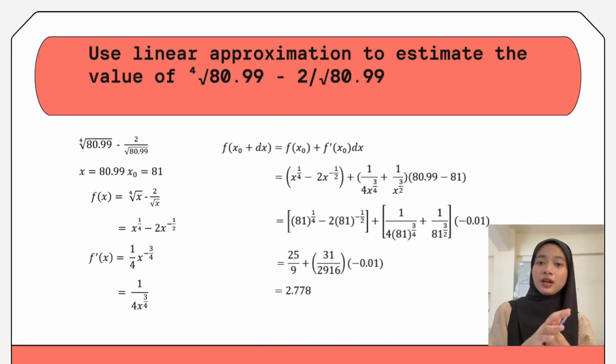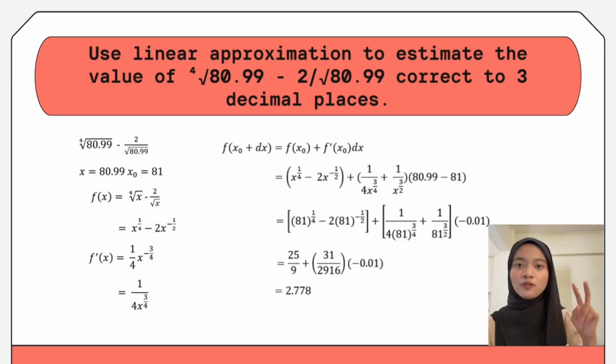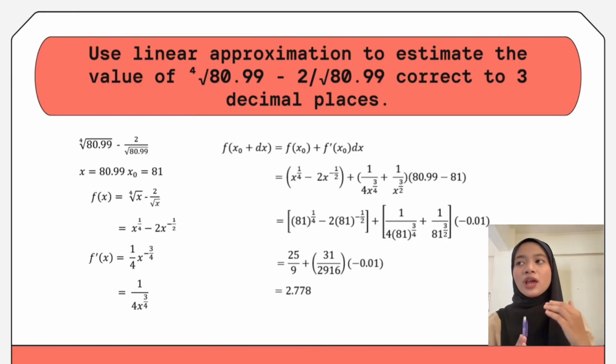Now, I want to tell you guys how to solve question 4 for assessment 2. So the question is, use linear approximation to estimate the value of 18.99 to the power of 1 over 4 minus 2 over 18.99 to the power of 1 over 2, correct to 3 decimal places. First, I take 18.99 as the value of x. So the value of x in this question is 18.99. We have to find the value of x naught in this question, so I take the number closest to 18.99 as x naught, which will be 18.1.